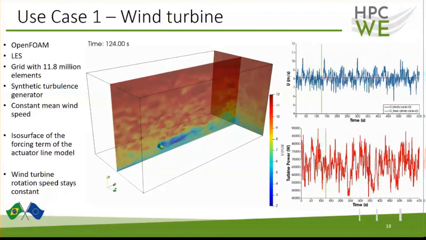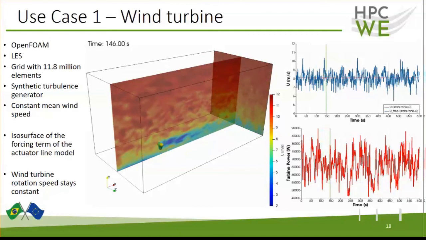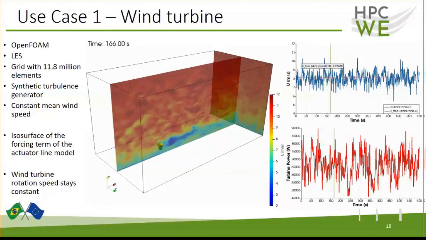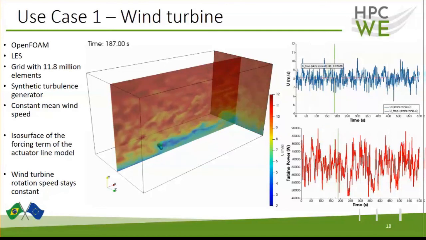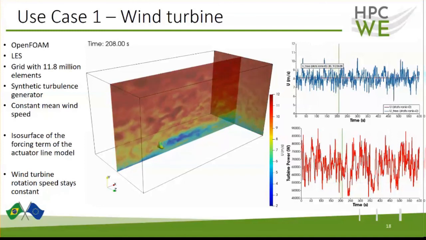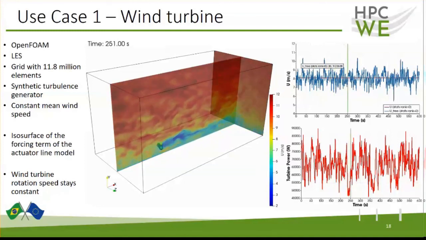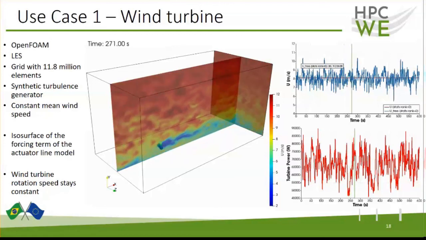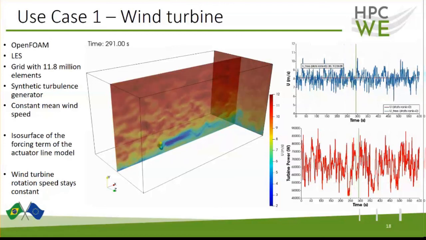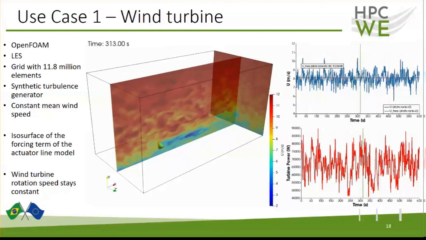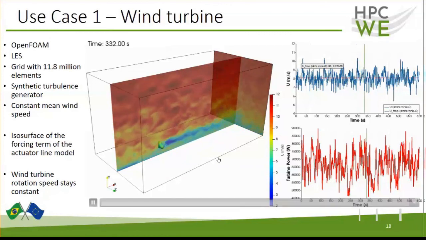We see here that naturally the turbine power fluctuates, but it fluctuates around a mean value, as is expected, as the velocity also fluctuates around a mean value. And in this case, the wind turbine rotation speed stays mostly constant because it responds to the incoming wind speed.